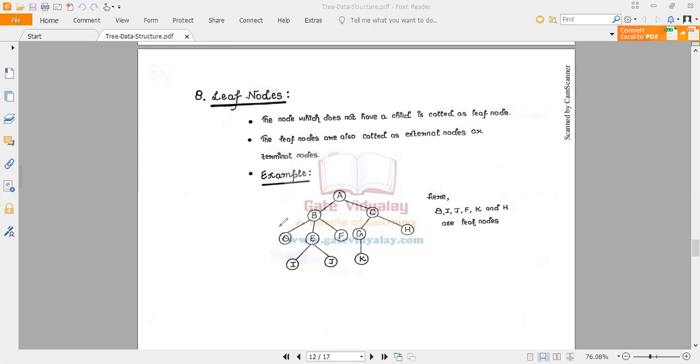So here we say that D, I, J, F, K and H are the terminals. And if in case H has a node, then H will not be an external node, rather it will be considered an internal node, and the node which has a certain value, which is the child of H, will be considered your leaf node. Now this is the external node.